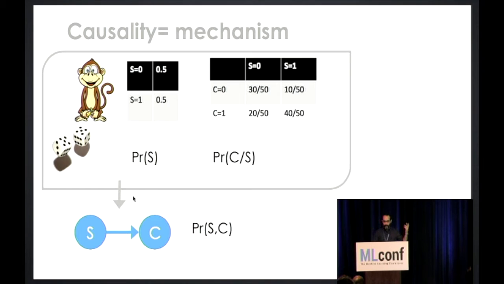There is a monkey up in the sky. The monkey first flips a coin and decides if someone is a smoker or not a smoker with 50% chance, okay? After the monkey has decided, it looks at the conditional distribution, which is a little table here, and if the person is a smoker, so S equals 1, it looks at this little right column and makes cancer equals 0 with 10 out of 50 and cancer equals 1 with 40 out of 50. So that's a mechanism that could be generating the data. My goal when I ask the causal question is: is my data generated by such a mechanism as opposed to another one that I will explain in a second.